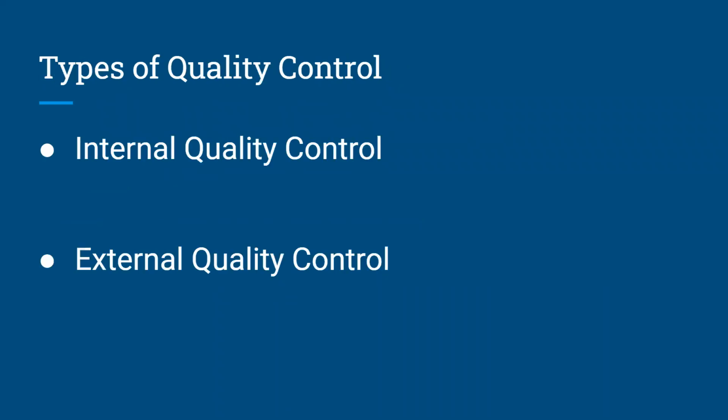Today we're going to talk about two types of quality control. One type of quality control is the internal quality control, and the other, external quality control.